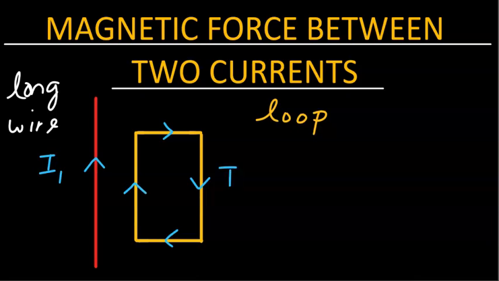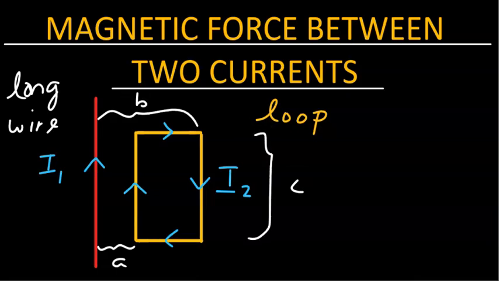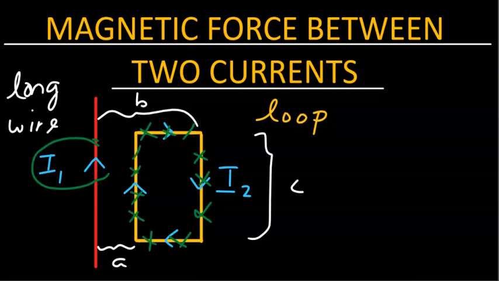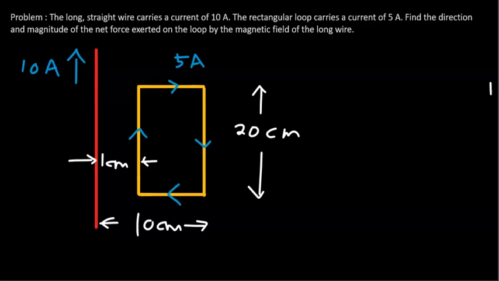Let's call the strength of the current I2 ampere. Now we can assume that the distance is A, that distance is B, and that length of that loop is C. We know that this current I1 will produce a magnetic field at all the positions where the loop is. So you should be able to calculate the magnetic force experienced by this loop, and that is what we want to determine. So let's put in some numbers based on the setup.